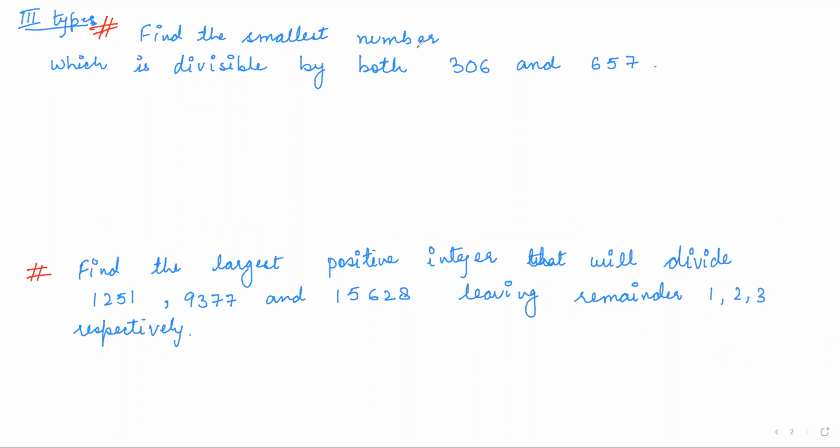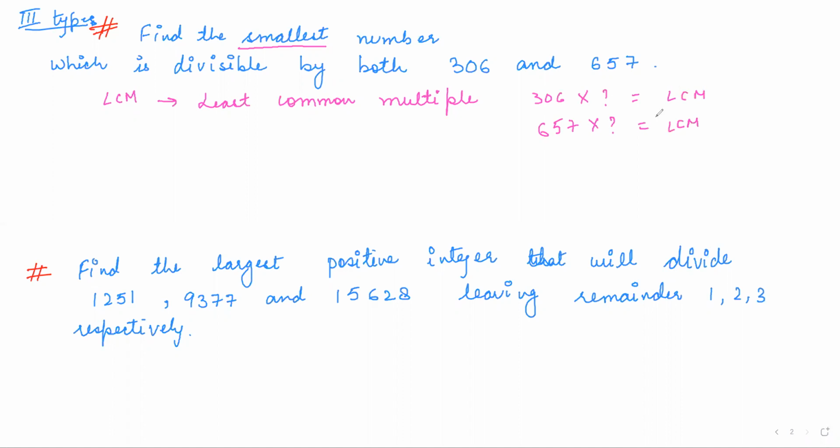Okay, so now try to understand first of all what we have to do. Find the smallest number which is divisible by both. So when they ask you for a smallest number, then in that case you actually have to find the LCM. Now what is the full form of LCM? It is the least common multiple. Understood? So it is actually a common multiple of both the numbers. So that means 306 into something will also be the LCM, and 657 into something will also be the same number, which is your LCM. So we call it common multiple. And it is the smallest, least means smallest multiple.